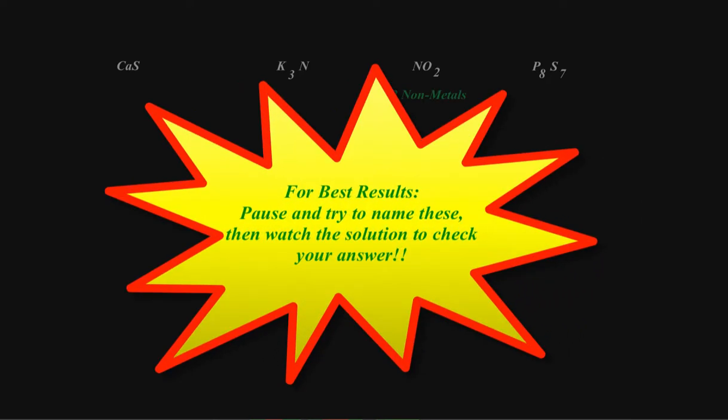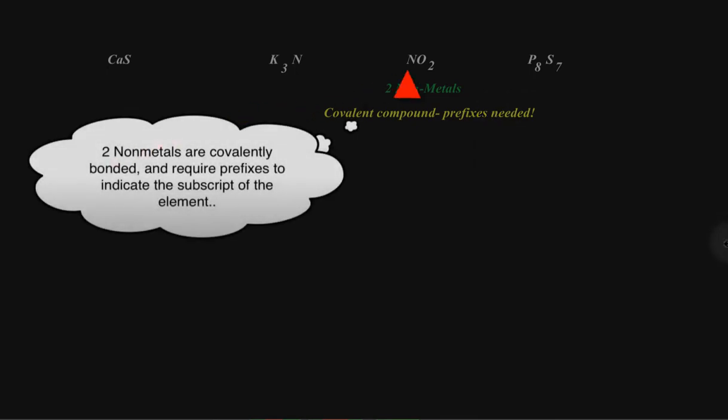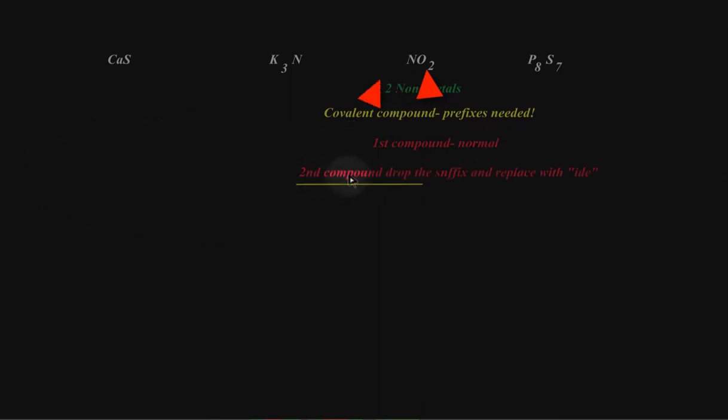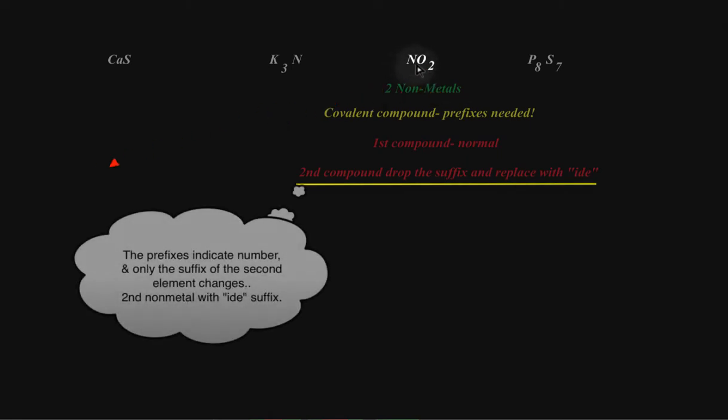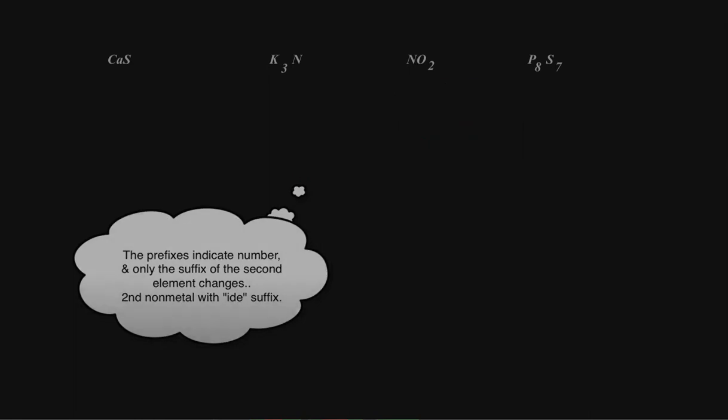So here we have two nonmetals, nitrogen and oxygen. We have a covalent compound, which means we need prefixes. The monos, the dis, the tris. So what you're going to do is the first compound is going to remain normal. You're going to add the prefix to it. Second compound, only if needed. In this case, nitrogen doesn't need it because it's the first word, or the first element, the first atom in the compound. The second compound, you drop the suffix and replace with "-ide", and we're going to have to tag on a di in front of the oxide. Nitrogen dioxide.